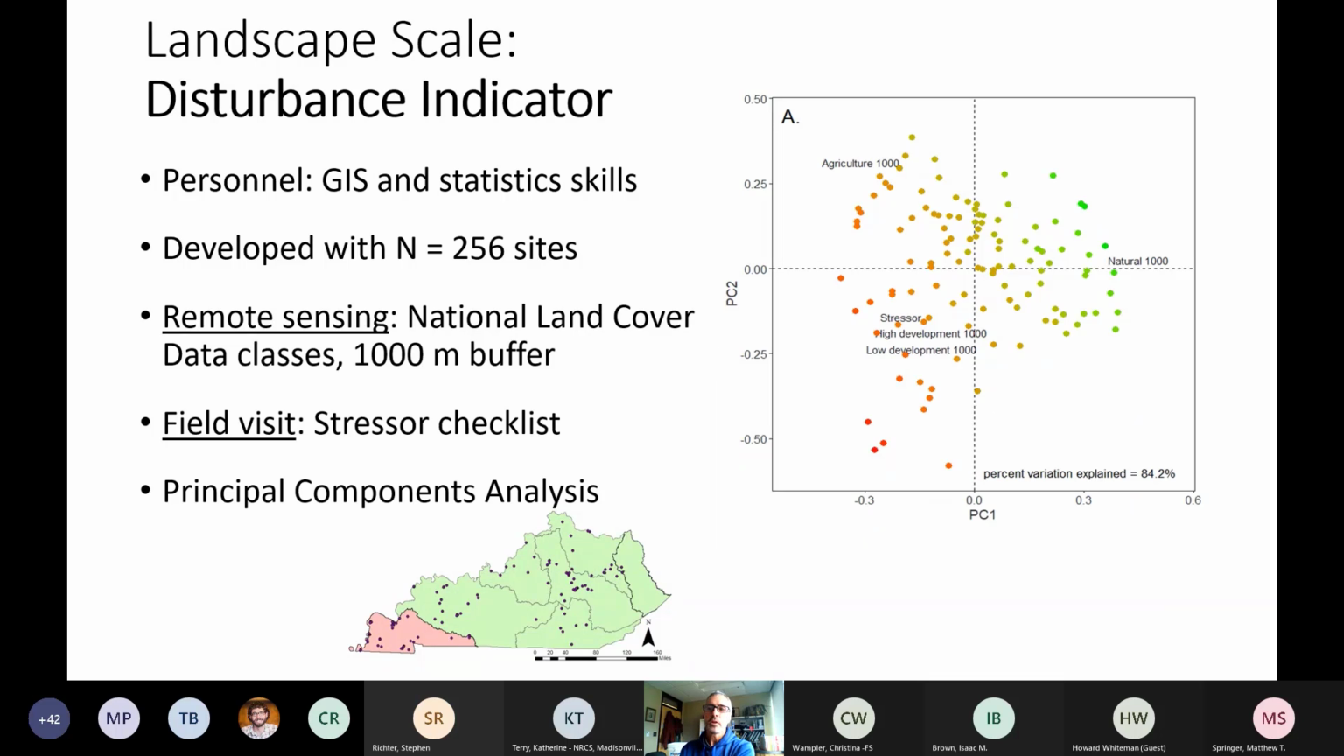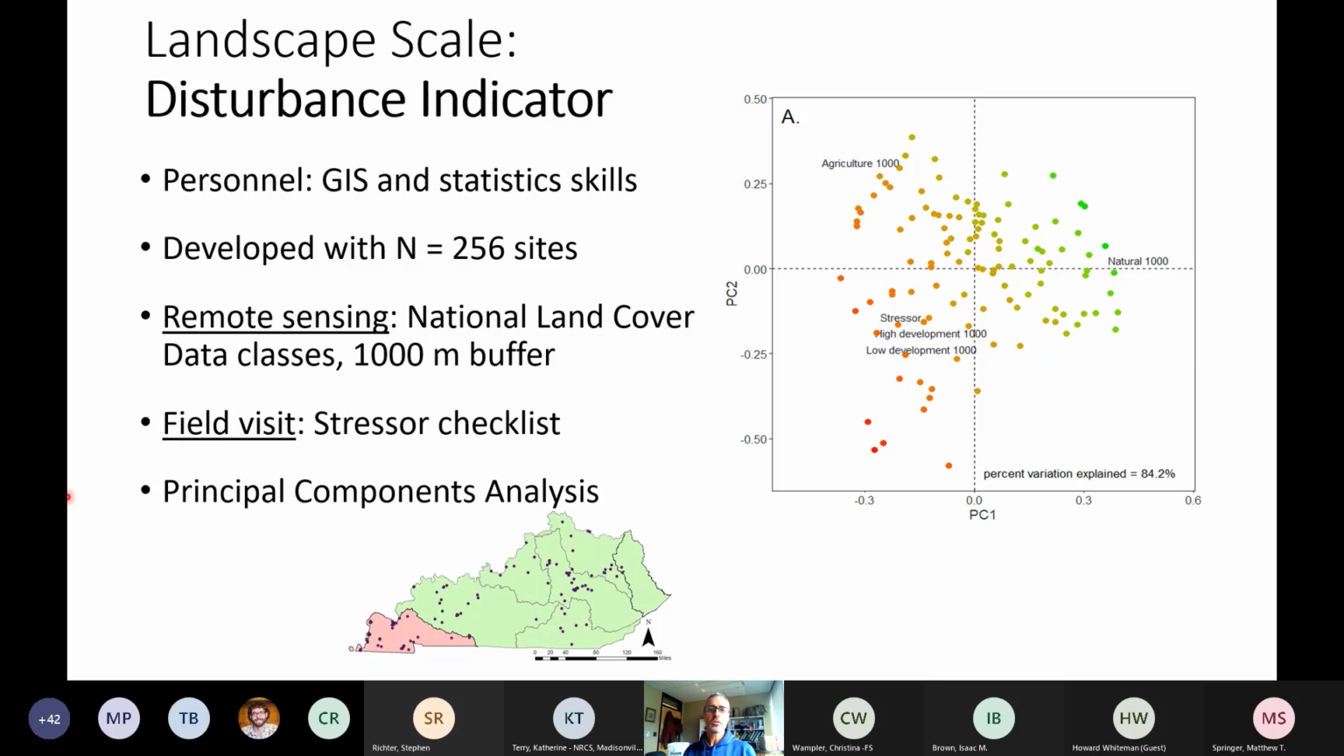So here's a graph showing the patterns of the sites that we included in this analysis, and you can see that on the upper right, the natural wetlands, the higher quality wetlands, they all kind of cluster together. The lower quality wetlands that have more development, more stressors, and agriculture in the landscape are all also clustering together.